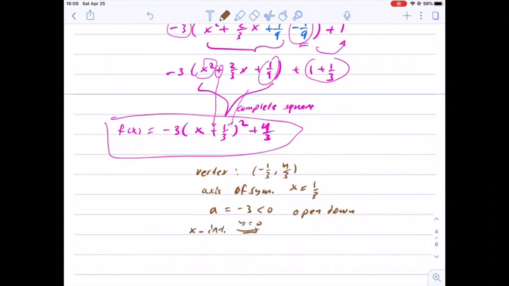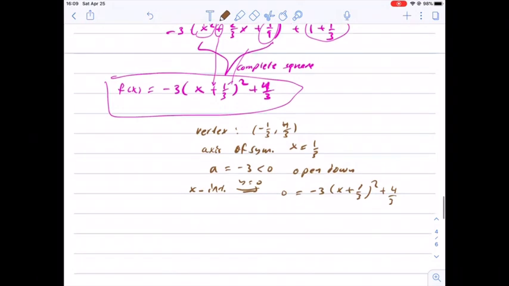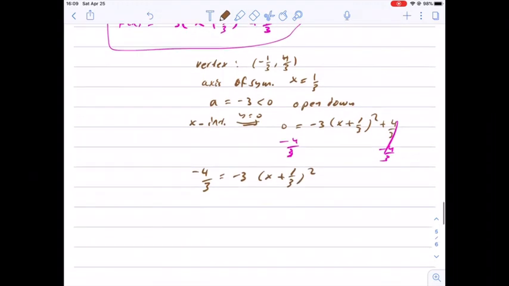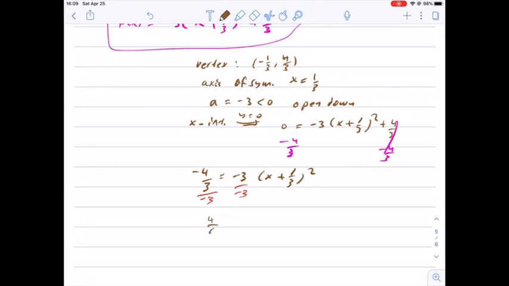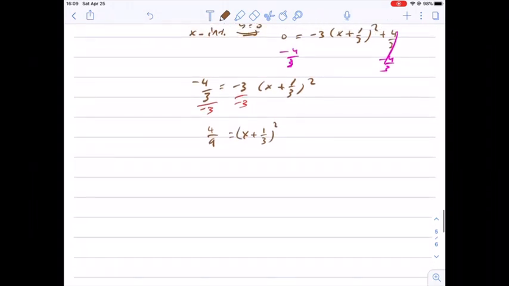We set y equals 0, so we have 0 equals negative 3 times x plus 1/3 squared plus 4/3. Then we subtract 4/3 from both sides to get negative 4/3 equals negative 3 times x plus 1/3 squared, and then we divide both sides by negative 3 to get, on the left hand side, 4/9 equals x plus 1/3 squared. Then we solve this for x. We take the square root of both sides, and we get x plus 1/3 equals plus or minus the square root of 4/9, which is plus or minus 2/3.